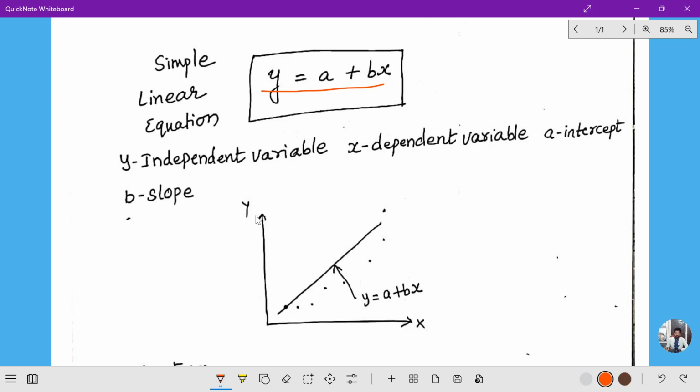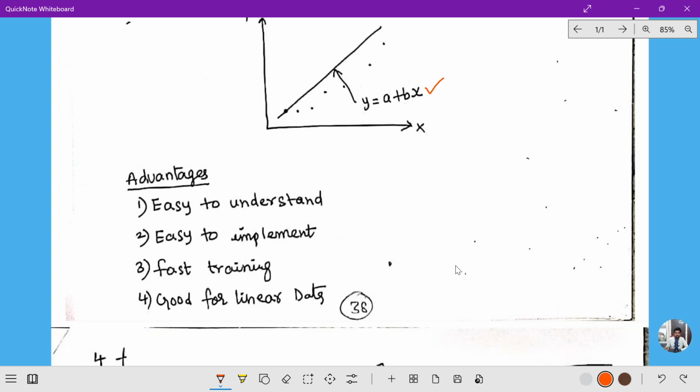This is the graphical diagram of simple linear regression. There is a straight line here, and we have some data points, and the equation is y = a + bx. Remember this, this is simple linear regression. Now we'll see the advantages. The advantages of simple linear regression are: it is easy to understand, easy to implement, fast training, and good for linear data.